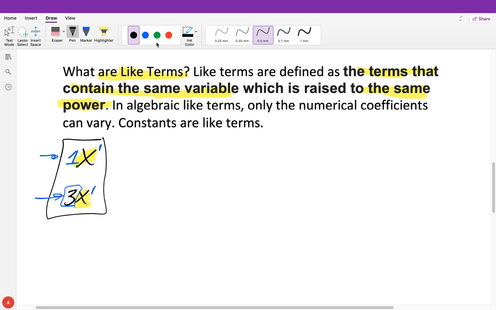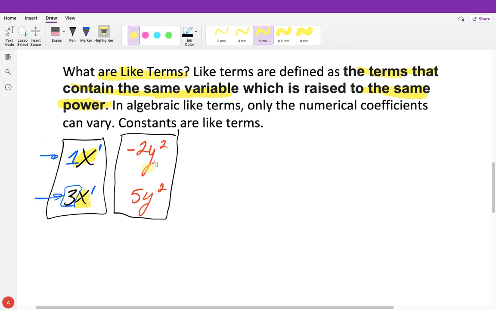All right, another example that we can have is y squared, and let's say -2y squared, and let's say 5y squared. So once again, these are like terms because they have the exact same variable y, and that variable is raised to the exact same power 2. So both of our variables here are y squareds. So they would be considered like terms because their variables are identical. Now the numbers in front are a coefficient that just says how many we have. Well, we have -2 of that y, and we have 5 of these y squares as well.